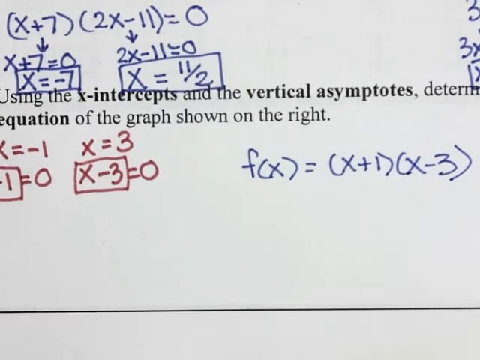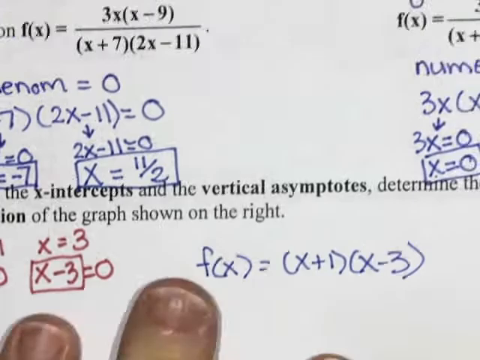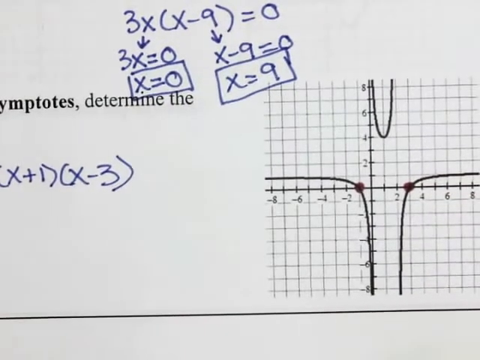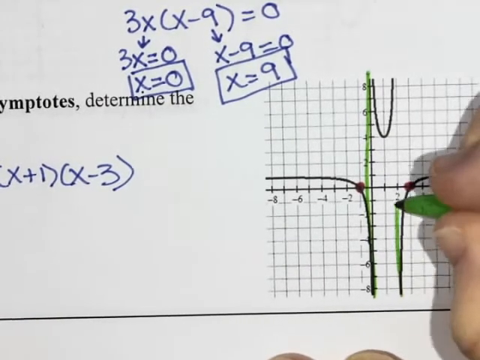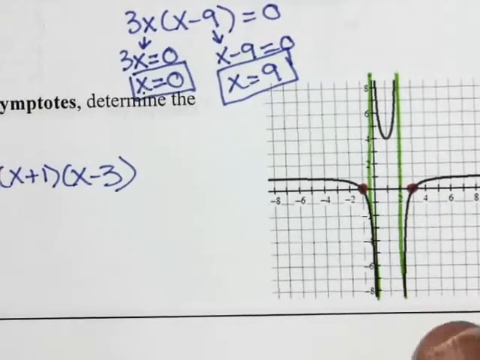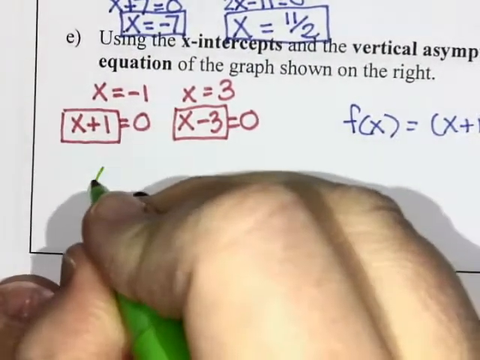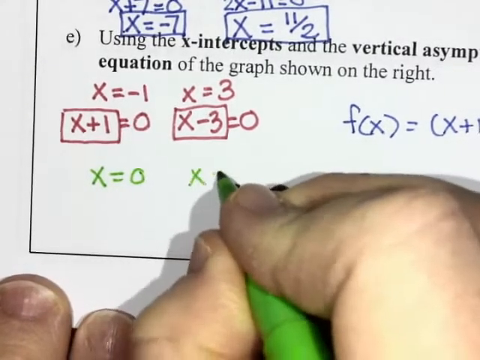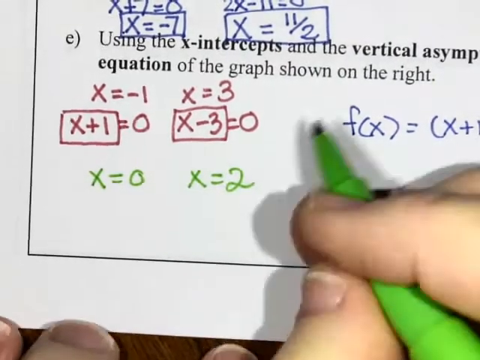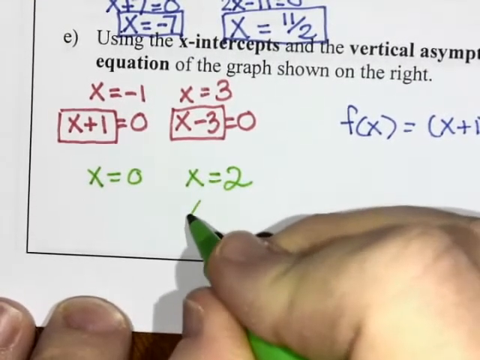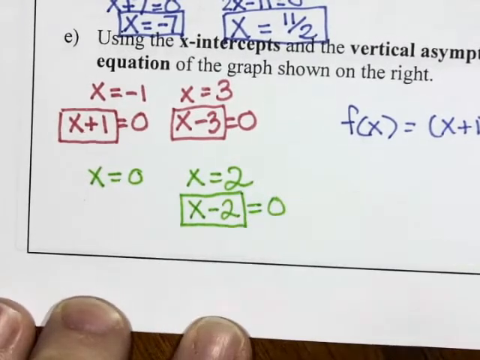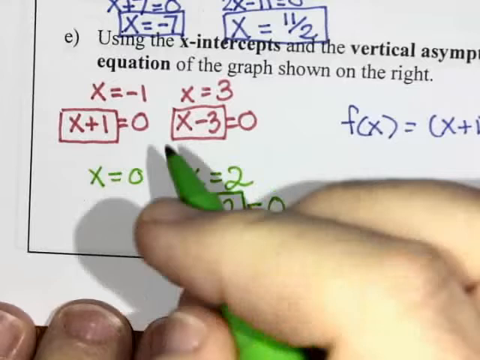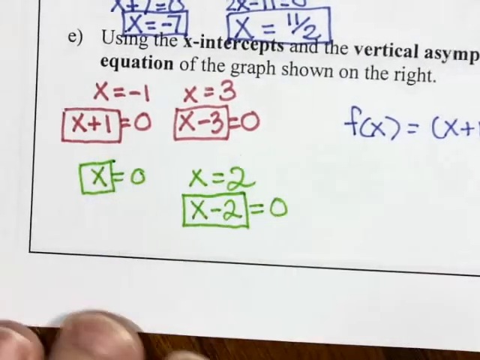Now for the denominator, I need to look at my vertical asymptotes. So if I look at my graph again, I have a vertical asymptote at 0, and then another one at 2. So if I look at x equals 0 and x equals 2, well, the x equals 2, I can move the 2 to the other side by subtracting to get x minus 2 equals 0. So that means one of the brackets was x minus 2. This one already equals 0, so it's just an x.